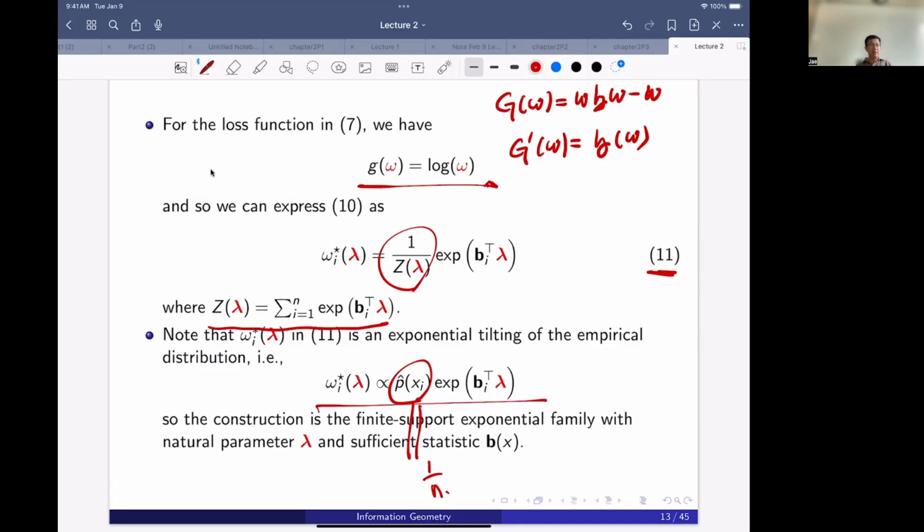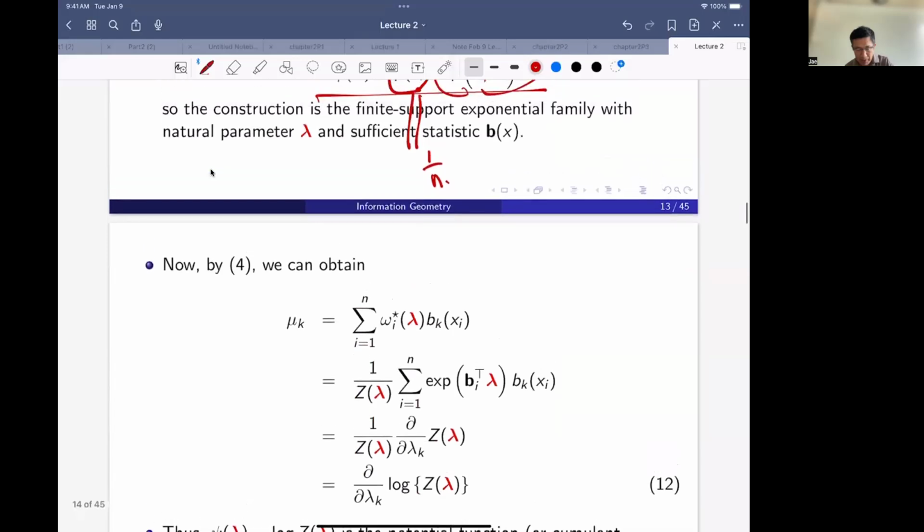In survey sampling, basically this p hat is the original rate, and omega star is the final rate, right? And so this is more like an adjustment factor due to calibration. And so that really matches well with the survey sampling concept.